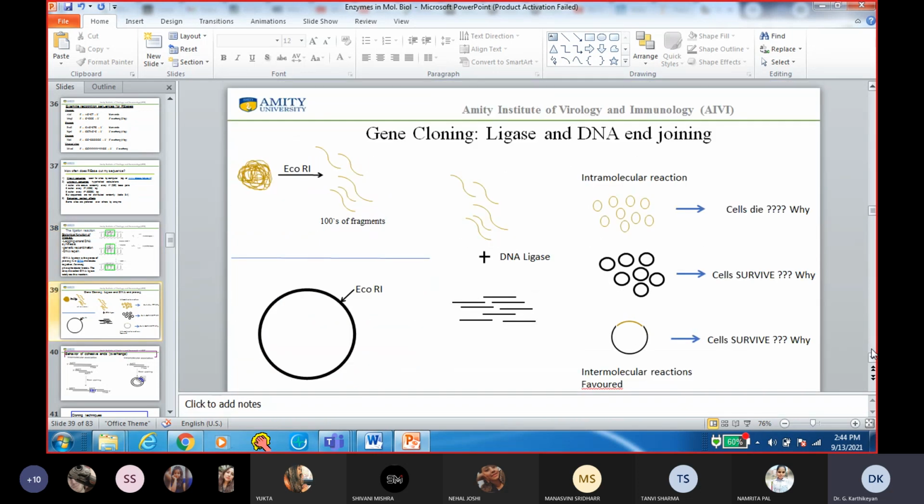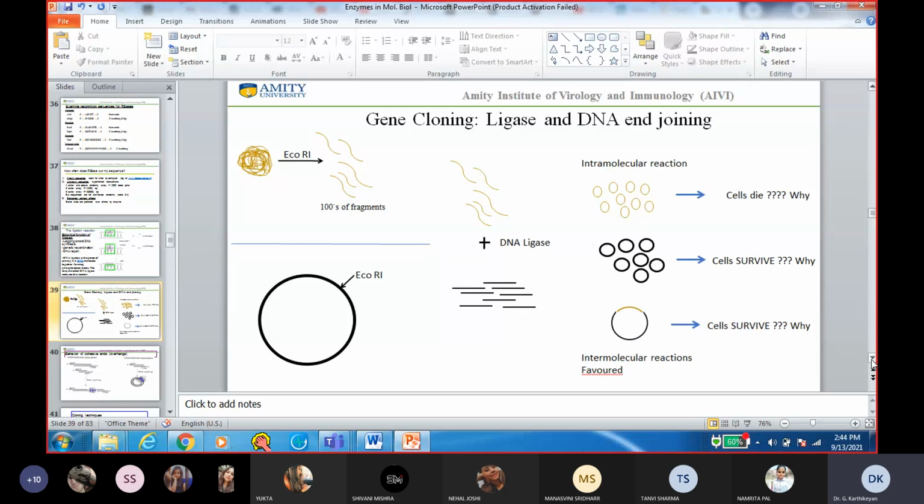This is a slide which I showed you a long time ago when we started the class. Let's say this is a genomic DNA which has been treated with EcoRI. It is going to generate hundreds and thousands of fragments. And this is your vector which has been cut with EcoRI. Then you are trying to do a ligation reaction.